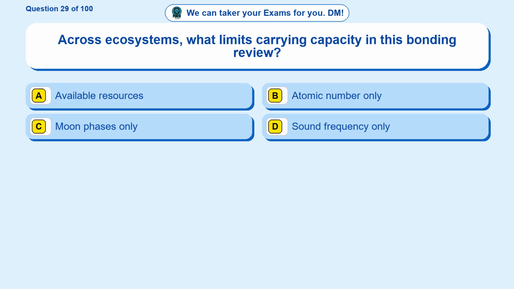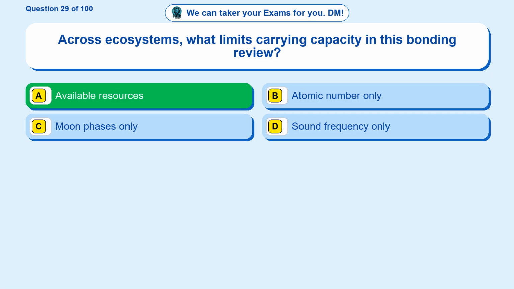Question 29. Across ecosystems, what limits carrying capacity in this bonding review? Option A, available resources. Option B, atomic number only. Option C, moon phases only. Option D, sound frequency only. The correct answer is option A.